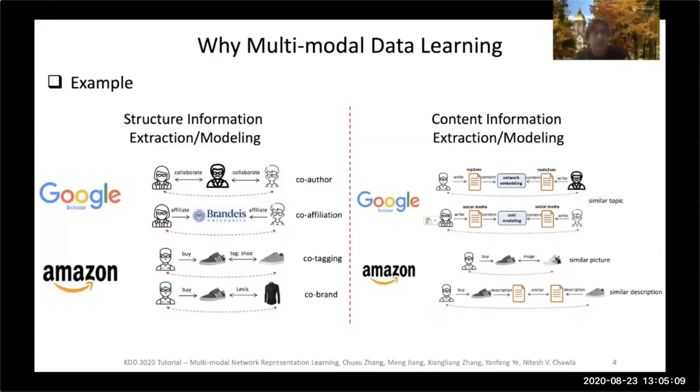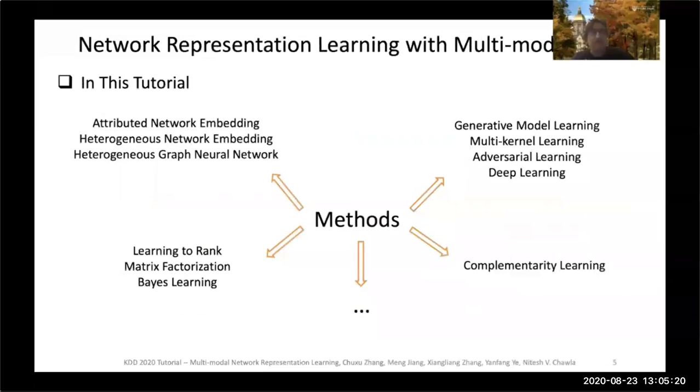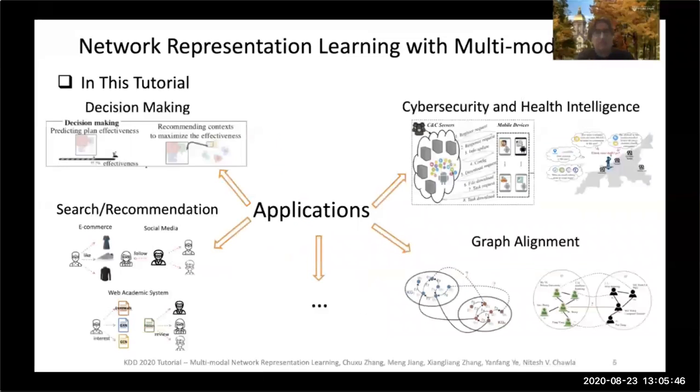And we would be looking at all of these things, and how do we not only extract and model the structure, but also how do we extract and model the content with the structure. So essentially in this tutorial, just to summarize, we would be looking at different embedding methods, whether it's the attributed network, heterogeneous network, or heterogeneous graph neural network methods. We would be looking at learning approaches on these, from generative model learning all the way to deep learning approaches, as well as matrix factorization and learning to rank, and complementarity learning, and looking at applications of these topics.